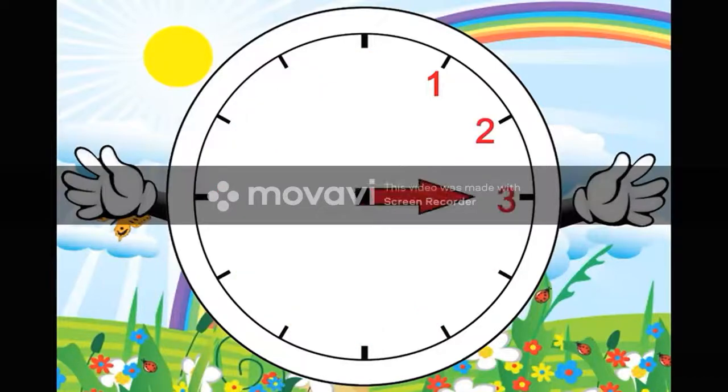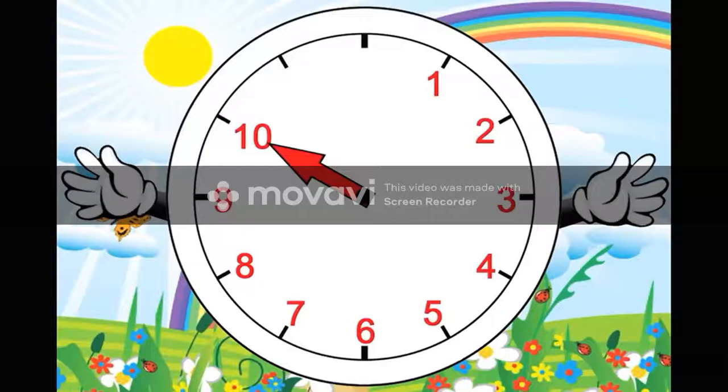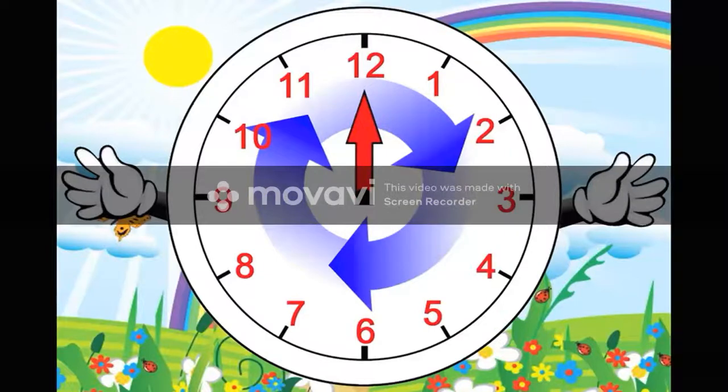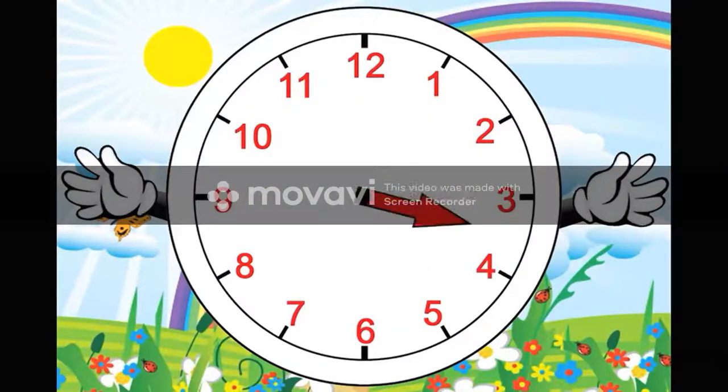1 o'clock, 2 o'clock, 3 o'clock, 4 o'clock, 5 o'clock, 6 o'clock, 7 o'clock, 8 o'clock, 9 o'clock, 10 o'clock, 11 o'clock, 12 o'clock. The clock's hands always turn in the same direction. We call this clockwise. It's 3 o'clock. Now the hour hand has passed the 3, but it's still not at the next hour. So we are still talking about 3 o'clock.